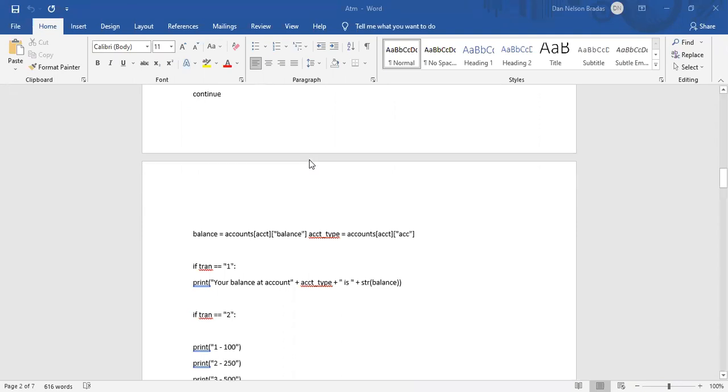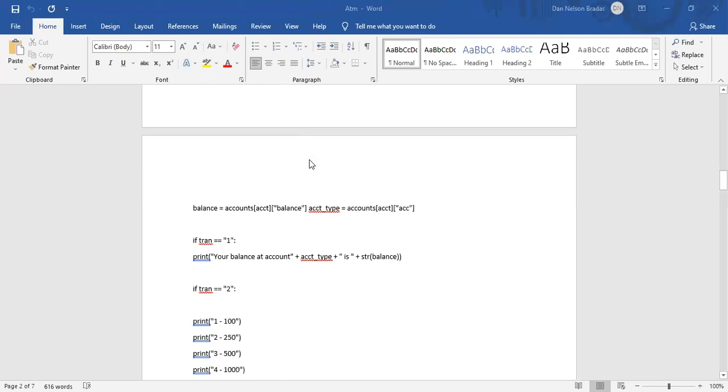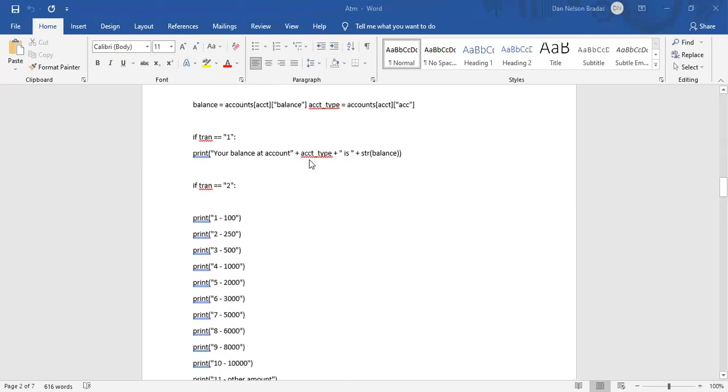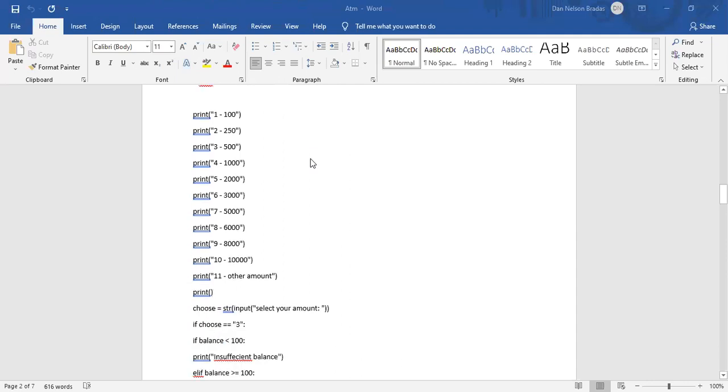If transaction is assigned 2, print 1 for 100, print 2 for 250, print 3 for 500, print 4 for 1000, 5, and so on and so forth. Print 11, other amount. Choose, string input, select your amount.